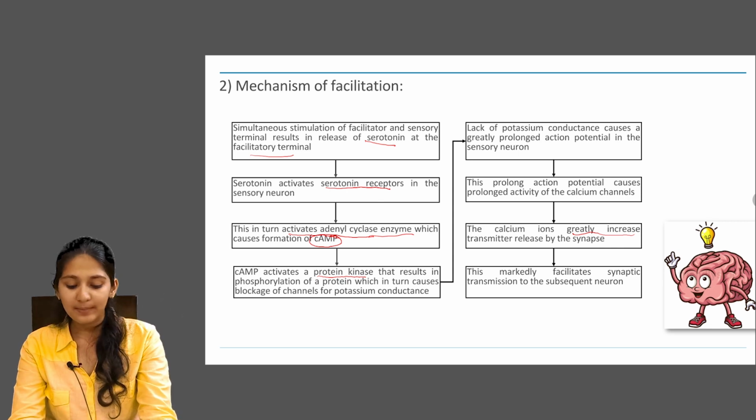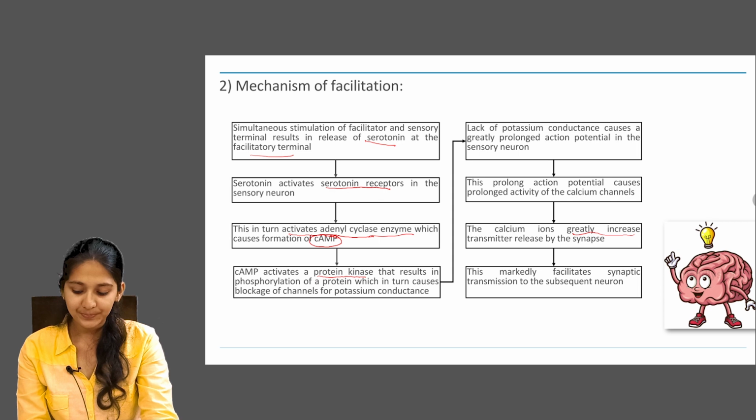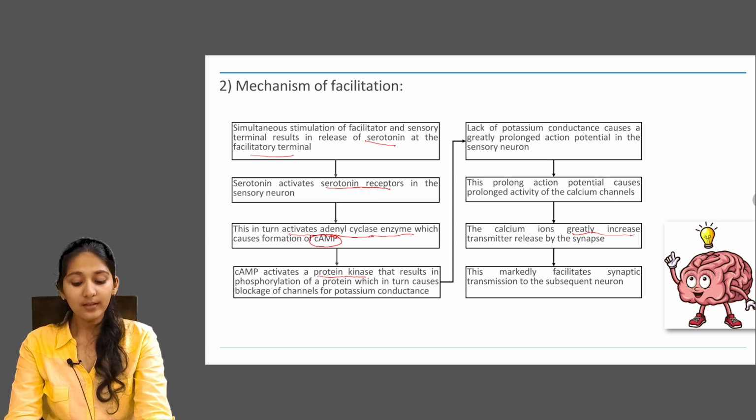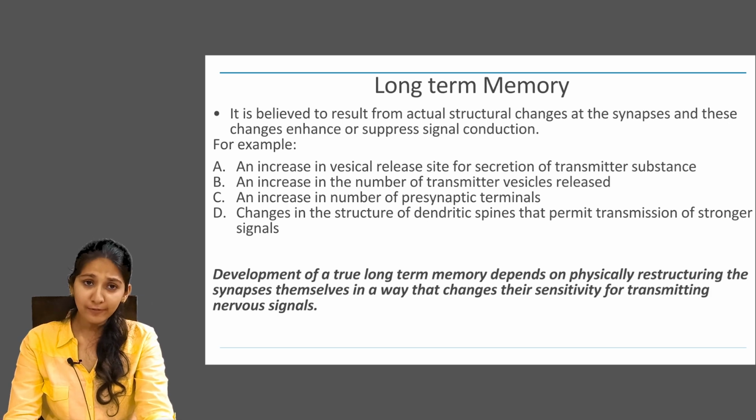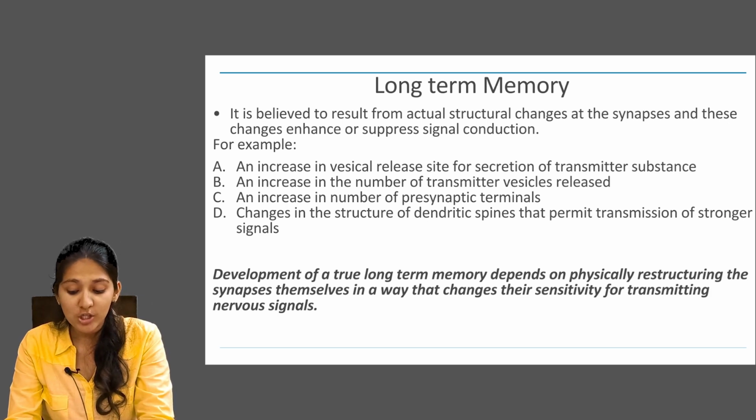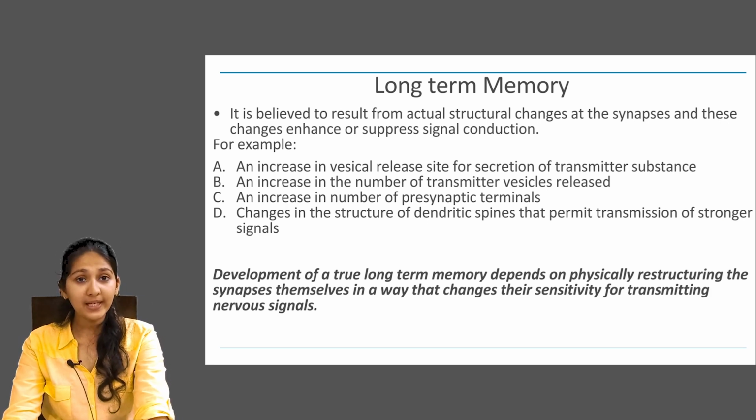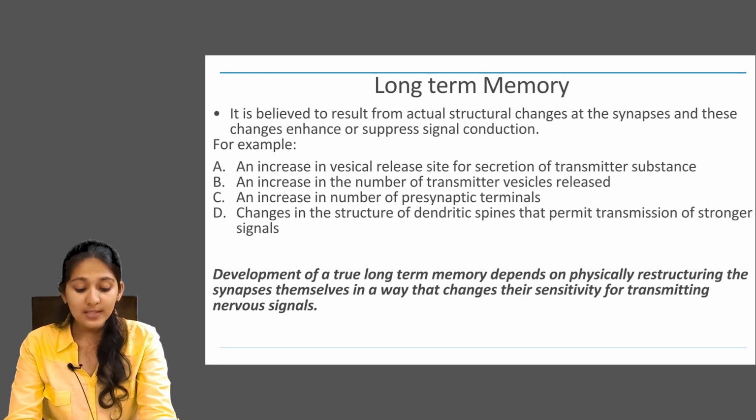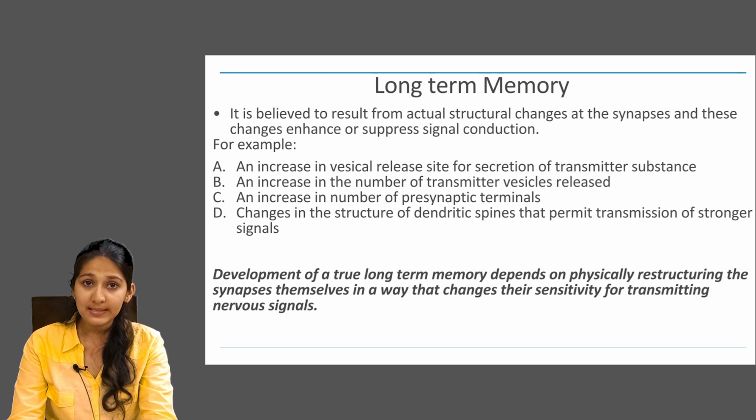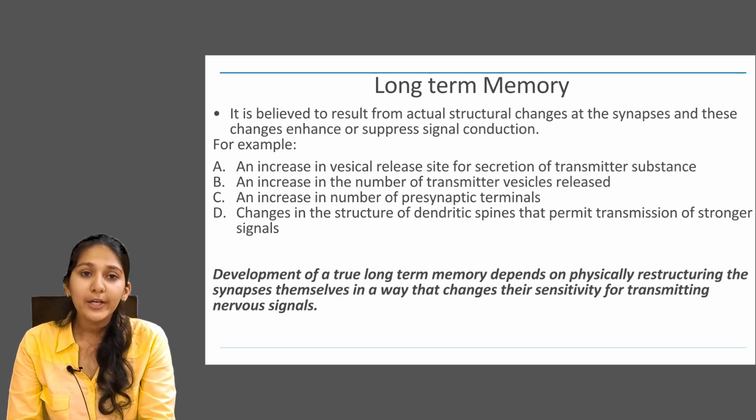This explains the mechanism of facilitation. In the end, let's talk about long-term memory. This type of memory is believed to occur because of actual structural changes at the synapses. I repeat, actual structural changes are going to occur at the synapse, and this is going to either enhance or suppress signal transduction. What kind of changes are these?